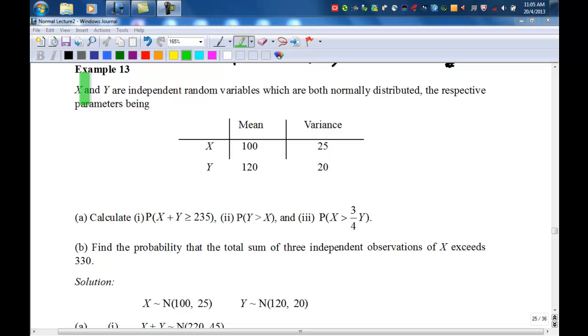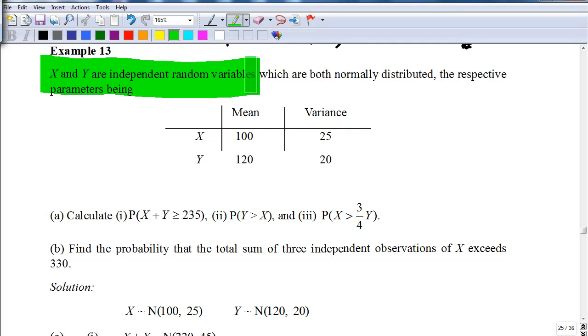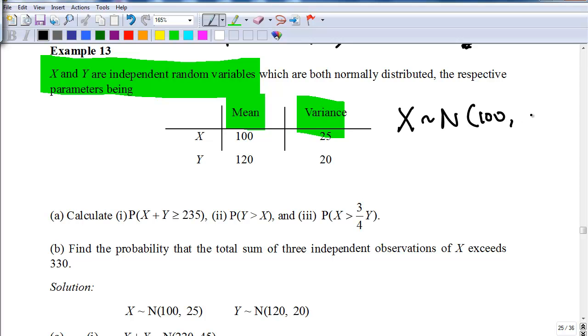Now example 13 shows you a table. It shows you a table about two independent normal distributions, and then the means and the variance are given. So another way to represent the information in this table is to rewrite this as X follows a normal distribution with mean 100, variance 25. Okay, and then your Y is normally distributed with mean 120 and variance 20.